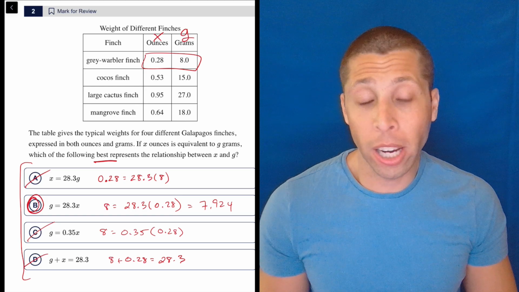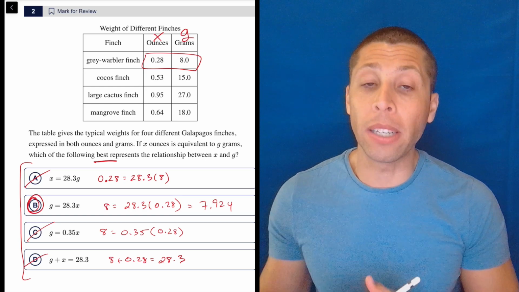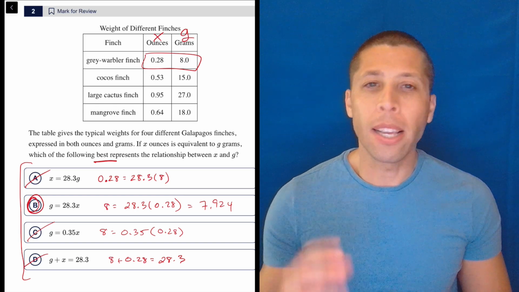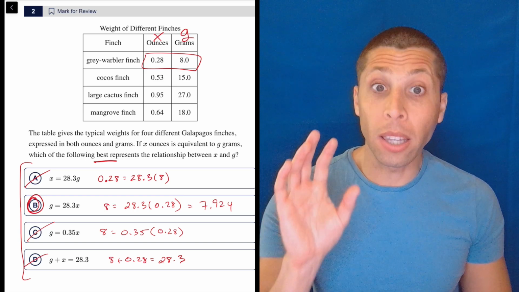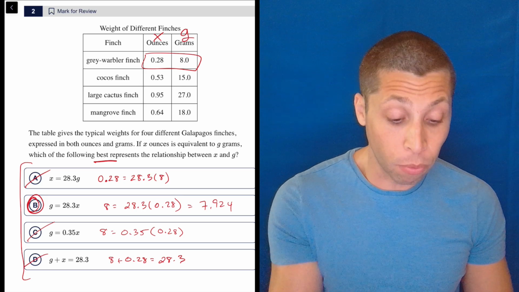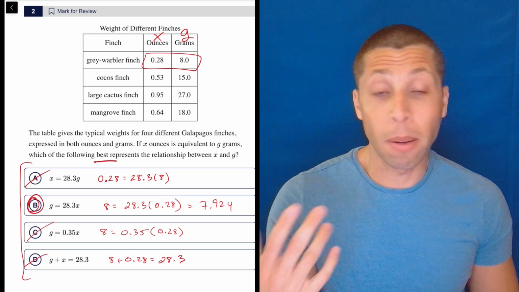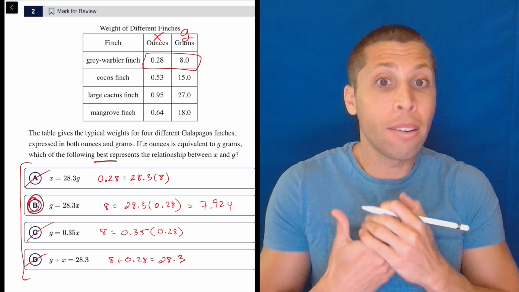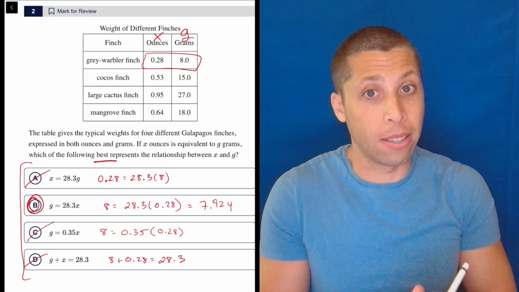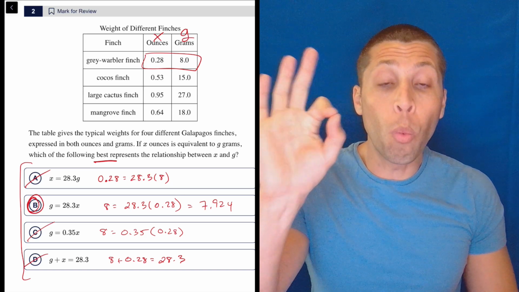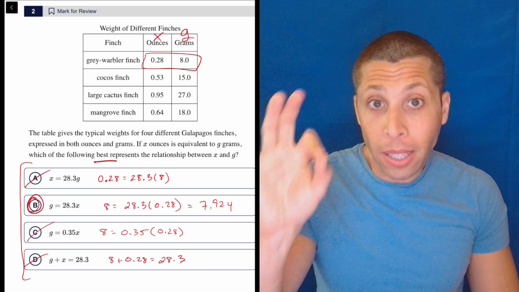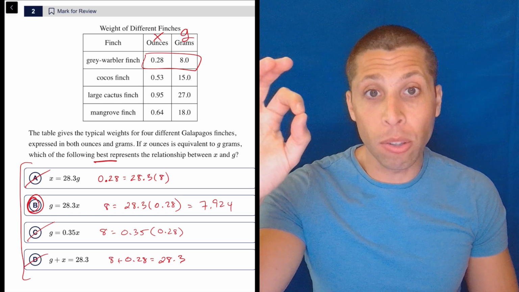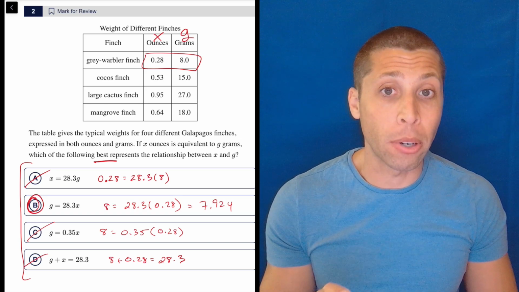And notice I'm not checking the other points. And I think this is a very key part of the plug points into equation strategy: usually we're going to be given a lot of points, right? In this case, 4 for the different finches. Sometimes if we have a graph, there's just literally infinite points. My advice is that in most cases, you are better off picking 1 point and then plugging that into all the choices and doing it more like an assembly line, right? I'm going to just take this 1 point and put it in everything and just see how it goes.